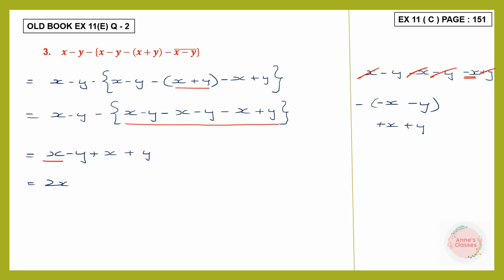We finished doing x plus x. Let's look at the y's. This is minus y plus y, which is 0. So it gets cancelled. So our final answer is only 2x.